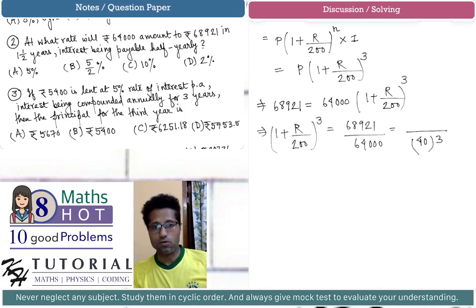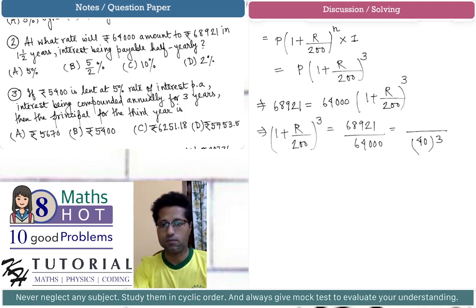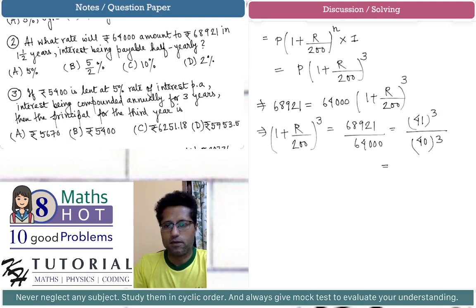I'm sorry, friend. I do not want to waste time in finding the cube root. I hope you will be able to figure it out. What is the cube root of the number 68921? I'm using a calculator. I'm really sorry for this. I shouldn't be using a calculator, but the cube root is 41. Okay, so this is 41 cube. So the right hand side is 41 by 40 whole cube.